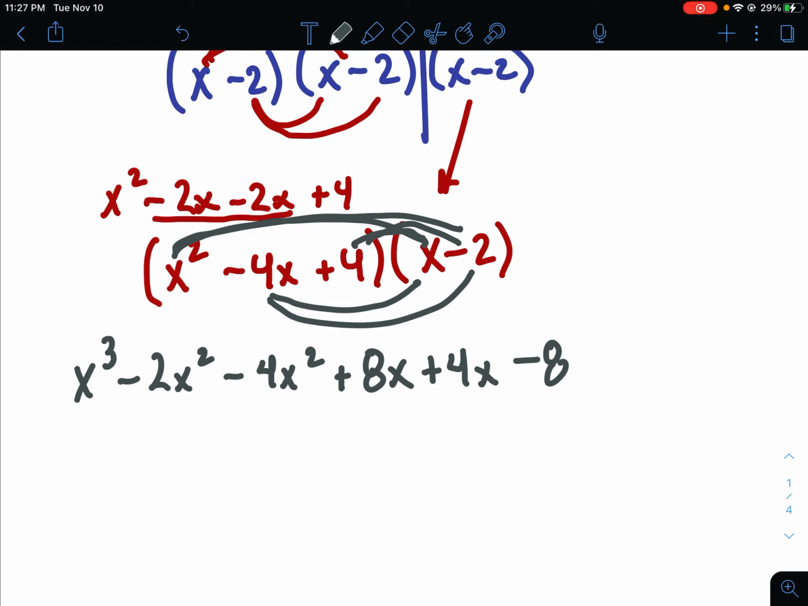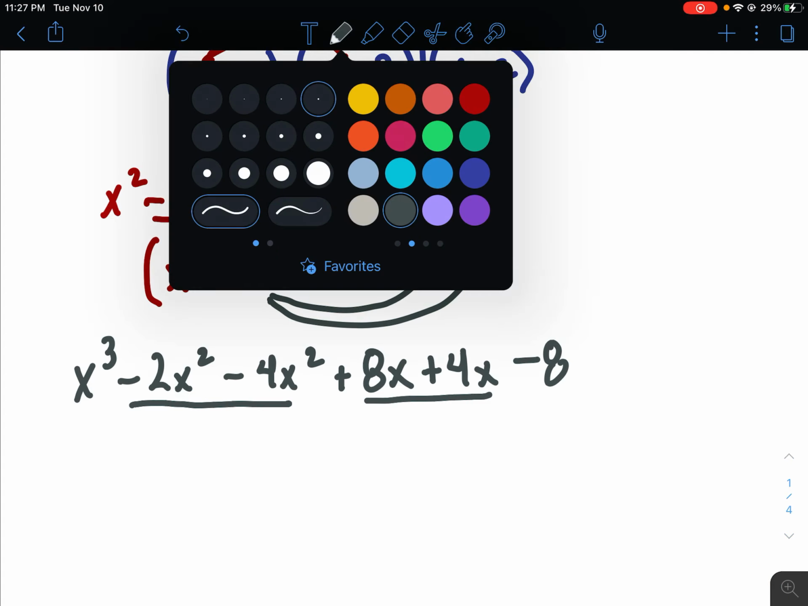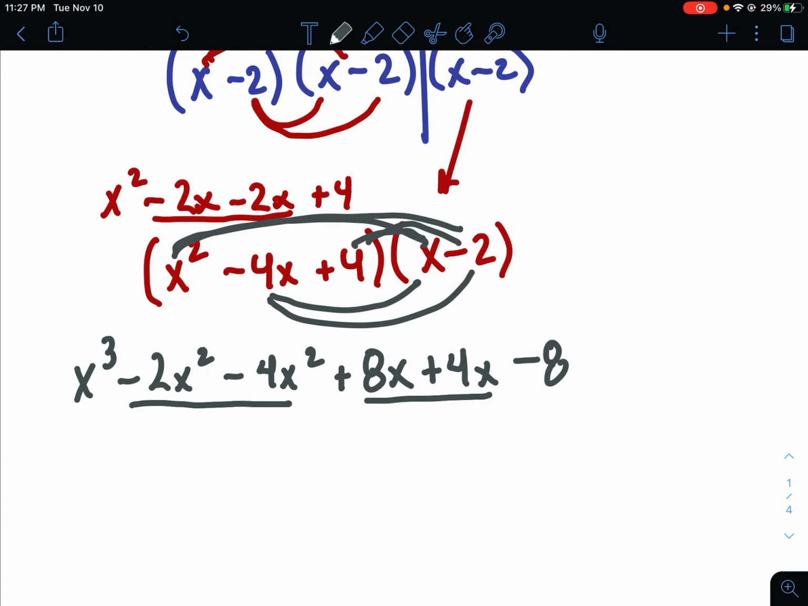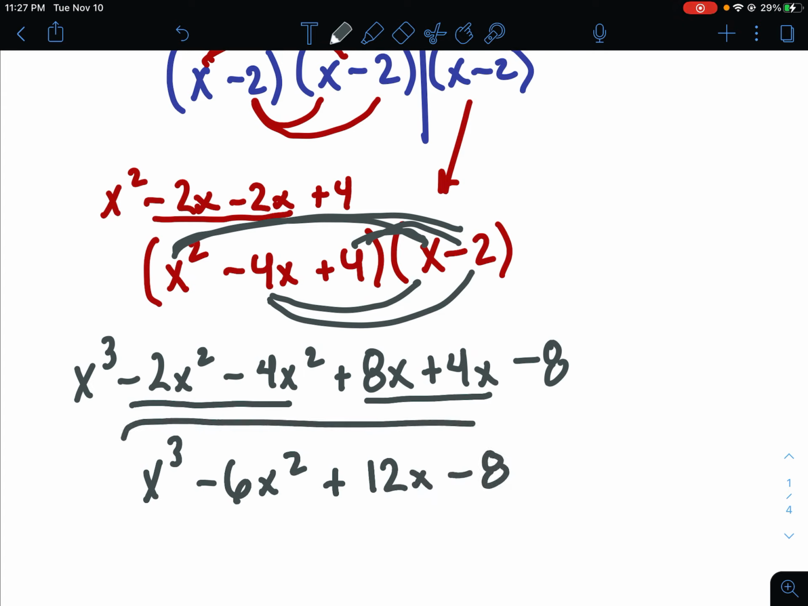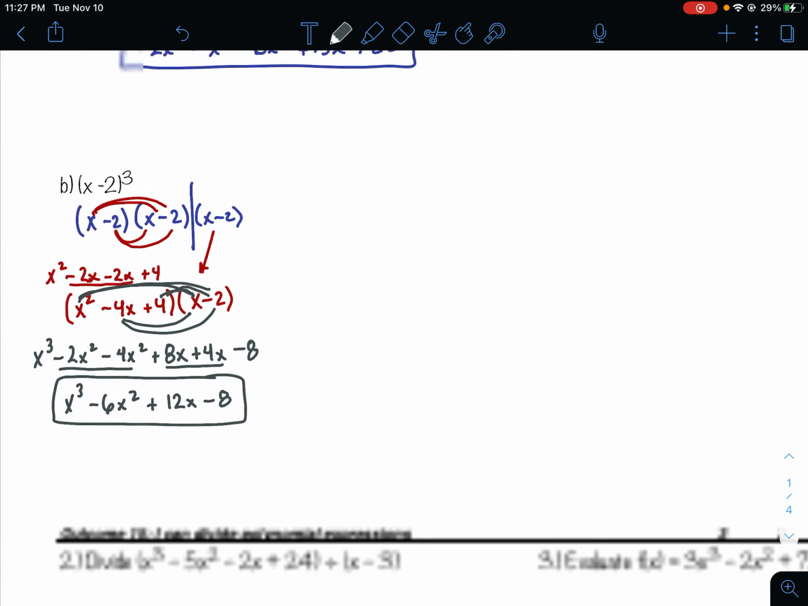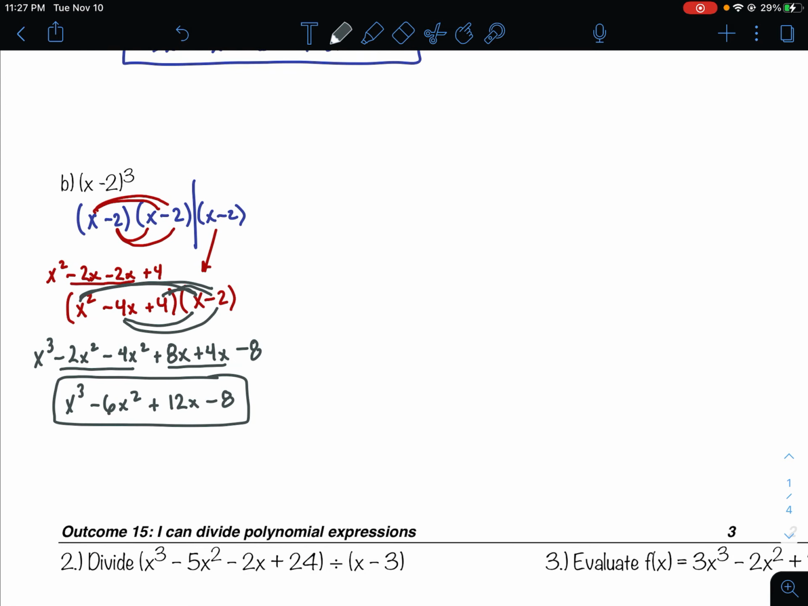Once we multiply those out, we can go through and search for any like terms. We have a like term there. We have a like term there. So we'll combine, and that's actually the same color. So I have x to the third. When you combine the x squared, it's negative 2x squared and negative 4x squared. That's negative 6x squared. And when you combine the x's, 8x and 4x is 12x, and then minus 8. And that is the answer when you are multiplying.